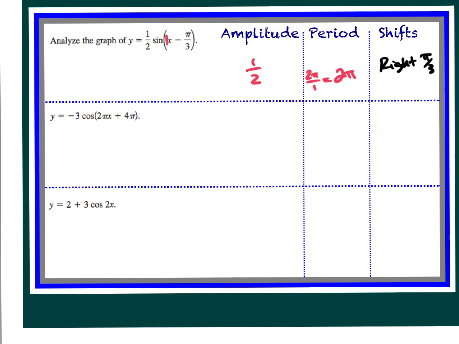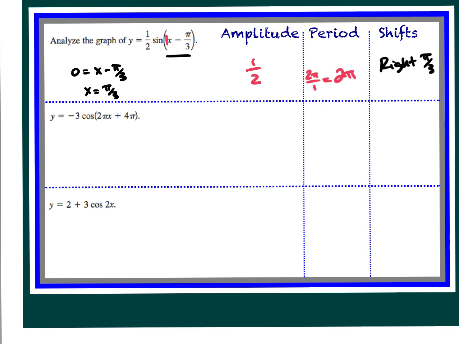I want to go further on this. Sometimes students just like to set that junk equal to 0. We've talked about this in the past. If you set that inside function equal to 0, you're going to get x is equal to pi over 3, right? Is that positive or negative? Positive. That's why it moves to the right, pi over 3. Does that make sense? All right, cool.